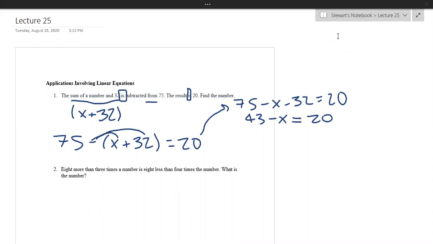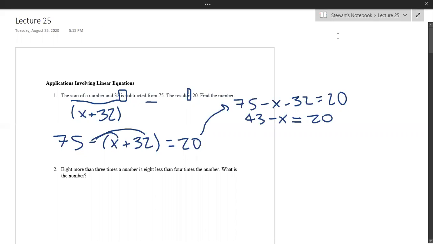Okay, so the first one said the sum of a number and 32 is subtracted from 75 and the result is 20. Find what the number is. The word "is" will always break up expressions that we have, because "is" usually means equals, or it'll tell us what's happening. So before the word "is" in the first sentence, we have the sum of some number, which we don't know, and 32. So that's why it's x plus 32. It's just some number plus 32.